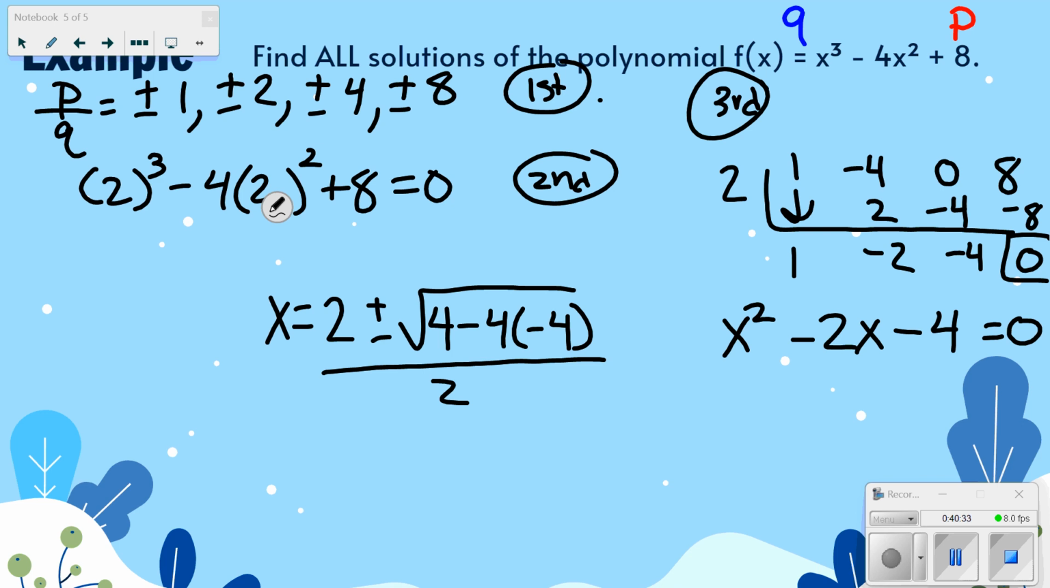What are you noticing? What's underneath our square root become? You have 4, and then minus 4 times negative 4, which would just end up being 16, so 4 plus 16, which is 20. So you have the square root of 20 that you're simplifying. And how can you simplify the square root of 20? Yeah, 2 root 5. So this ends up being x equals 2 plus or minus 2 root 5, all divided by 2.